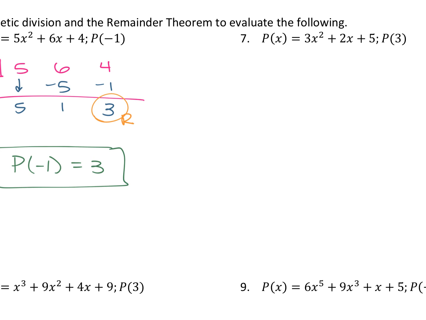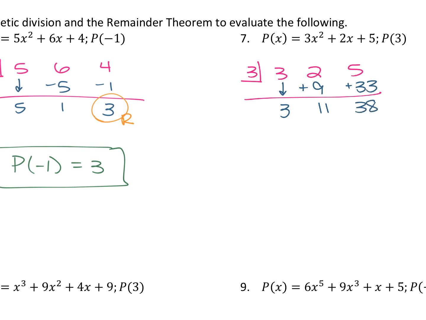For number 7, you have p of x is equal to 3x squared plus 2x plus 5. You're finding p of 3. So 3 is going to go on the outside. On the inside, you're going to have 3, 2, and 5. Drop your 3 down. 3 times 3 is 9, plus 2 is 11. 11 times 3 is 33, plus 5 is 38. So that 38 is your remainder. That means that p of 3 is equal to 38.